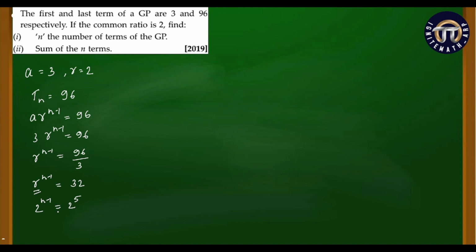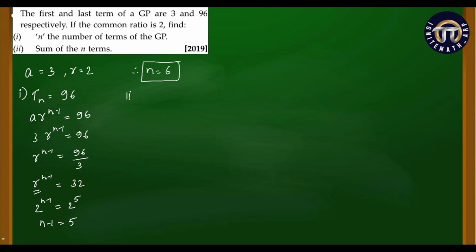So what can I write here? Since the bases are equal, I can equate the powers. N minus 1 is equal to 5. So I can write n is equal to 6. So this is the answer for the first sub question.